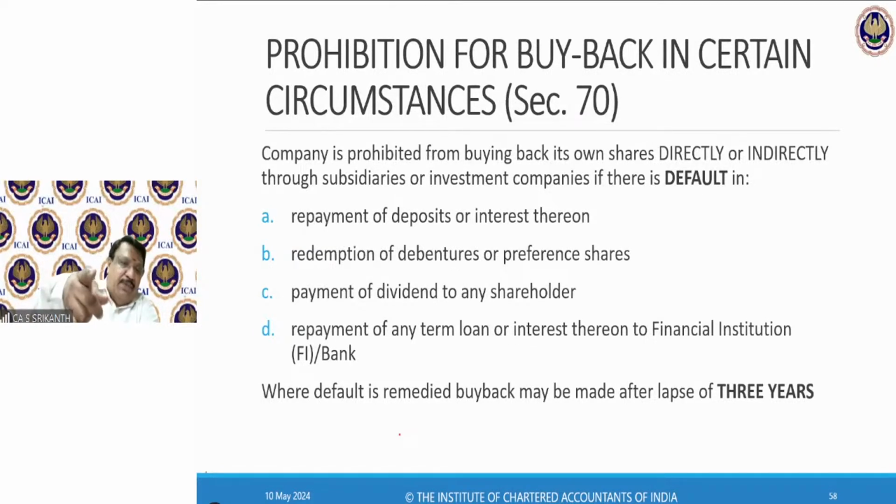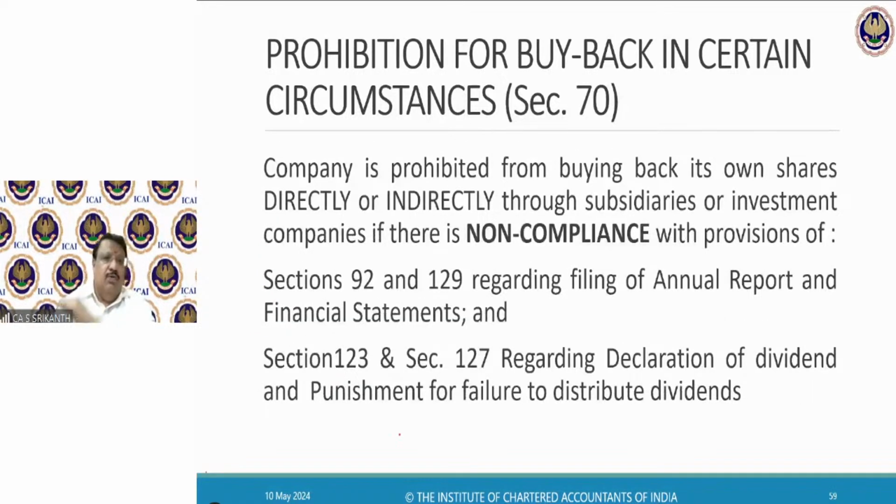Similarly, where the company has made default in all this, similar to DVR, do you notice? Repayment of deposit, debenture, dividend, loan and interest to financial institution, etc. Then, in case there is a default, even if you remedy the default, the buyback can be made only after the lapse of 3 years.